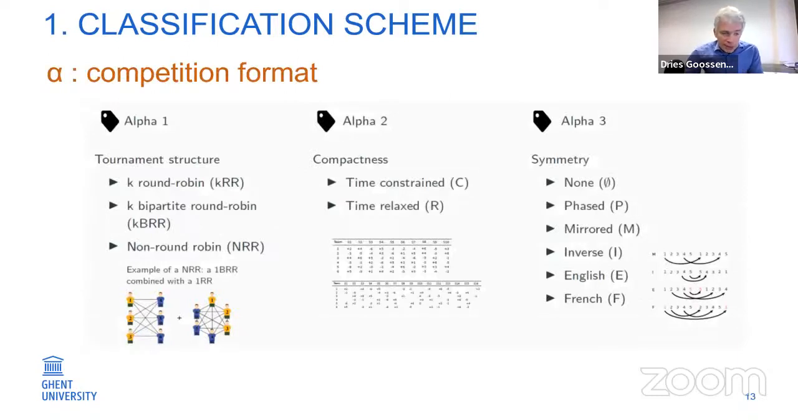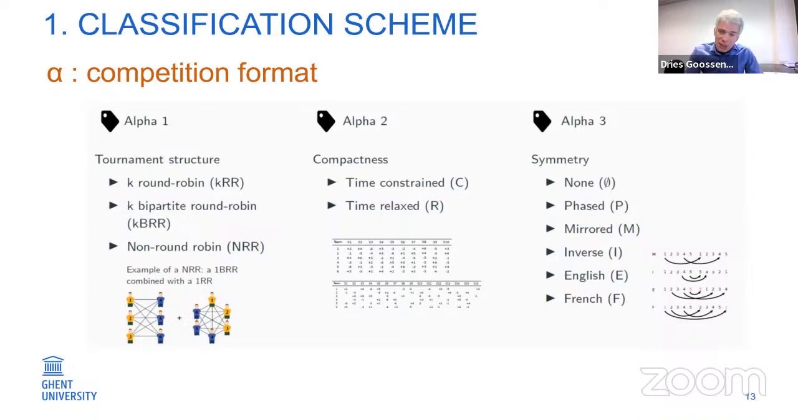By looking at the papers in the literature, we came up with this classification, which considers for alpha, the competition format, a label alpha 1 for the tournament structure, which can be K round robin. Again, round robin is a tournament where every team plays against every other team the same number of times, K times, but also variants like bipartite round robin and also non-round robin formats. But the focus is still mostly on round robin. Alpha 2 shows whether the timetable is constrained, using just as many rounds as you need to schedule everything, or time relaxed, using more rounds than you strictly need.